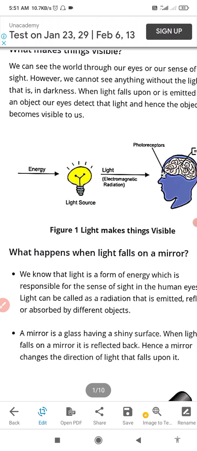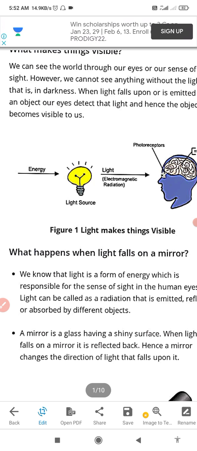So many objects absorb the light. Okay. And what is light? Light is a form of energy, which gets absorbed by different objects which are present around us.